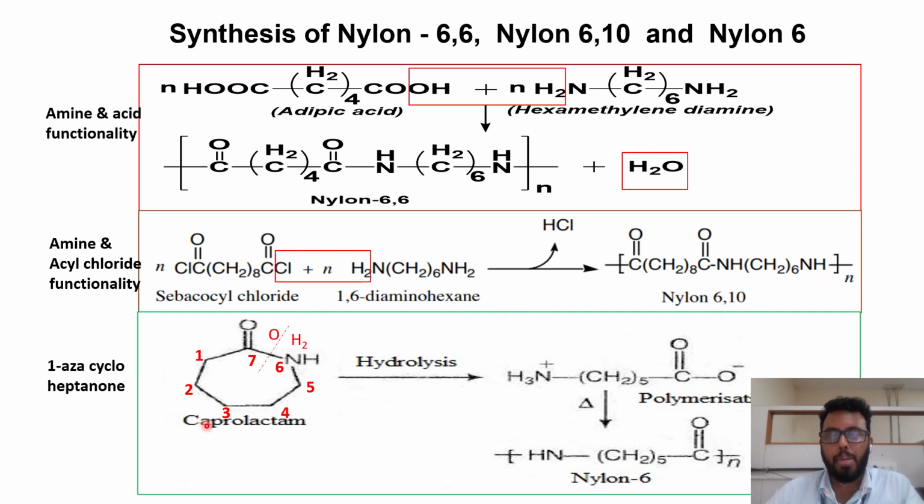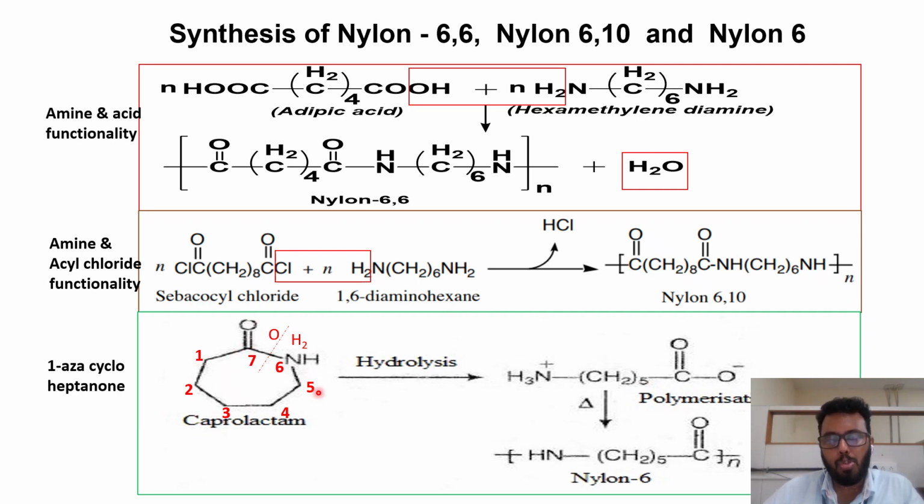Hepta means 7 carbon, so that's why I number this. Cyclo means it's a ring structure. From the name itself, you can say. Aza group means we have the carbonyl and NH present here. Heptanone, so keto group, double bond O. Aza group means NH is present here.